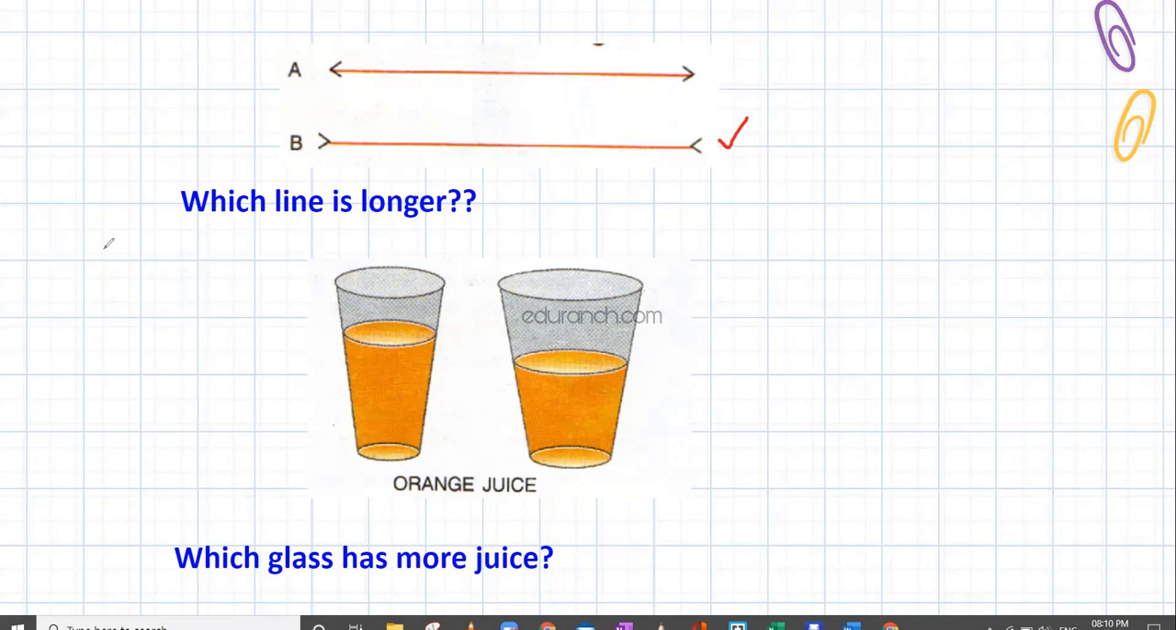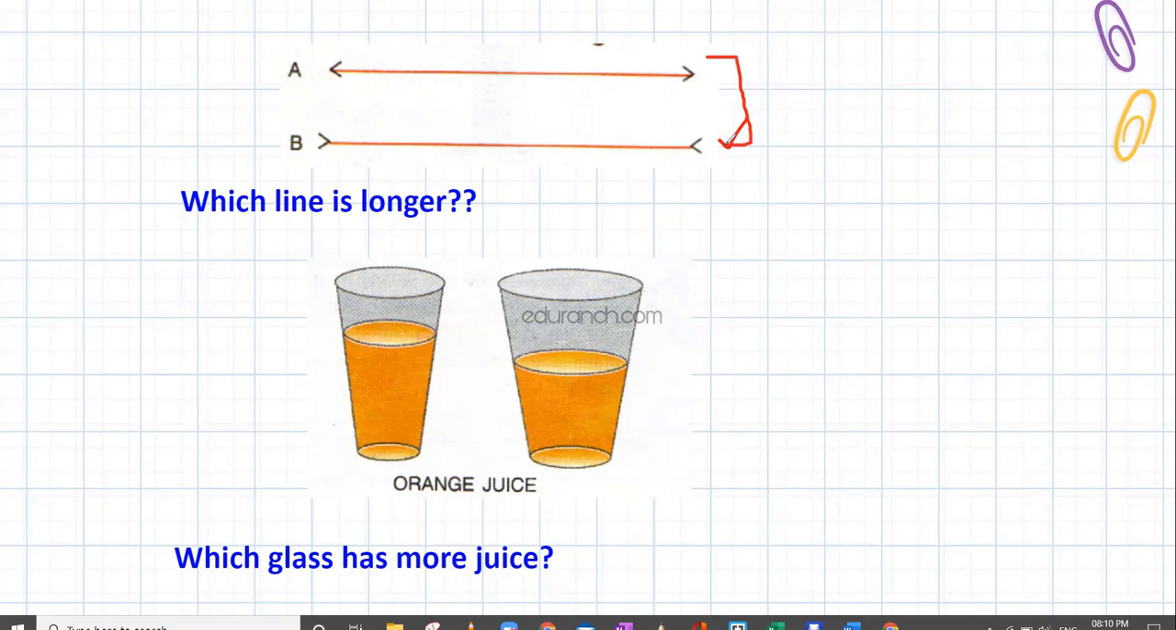Okay, let's see another example. We have two glasses with juice. Can you tell me which one has more juice? So it's not very convenient to look at the objects and tell which object has more juice or maybe which line is longer.